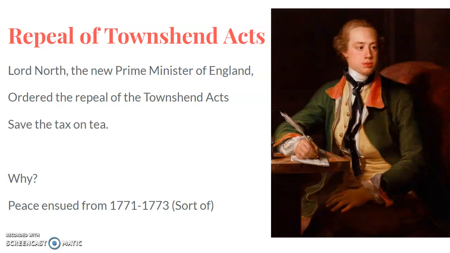Remember, the colonists are figuring out ways to wiggle out of paying the taxes, and they're also outright protesting. So he just decides it's less trouble to just repeal the Townshend Acts. The only one that he does not repeal is the tax on tea. Now, the question is, why does he not repeal the tax on tea? This has to do with the fact that he wants to prove to the colonists that England has control over them. So there's a temporary peace, sort of, that lasts from 1771 to 1773.